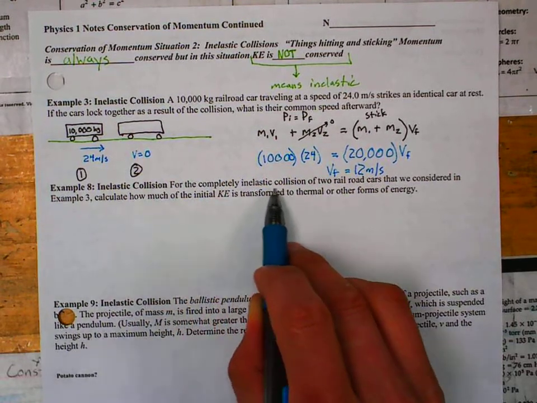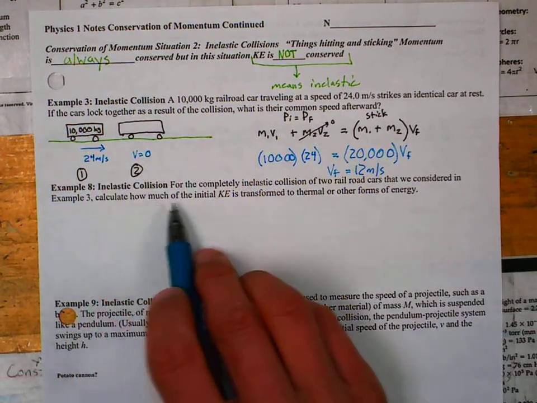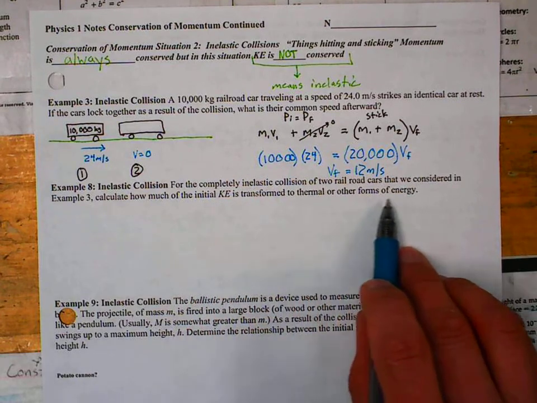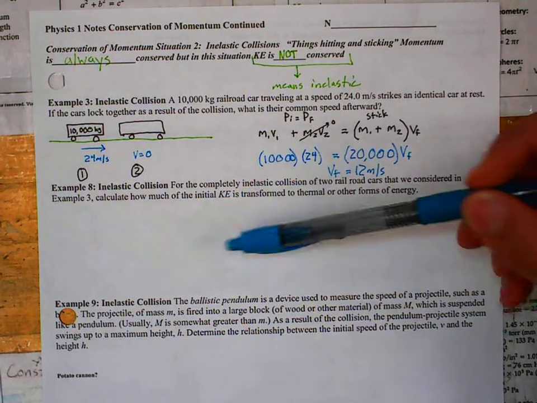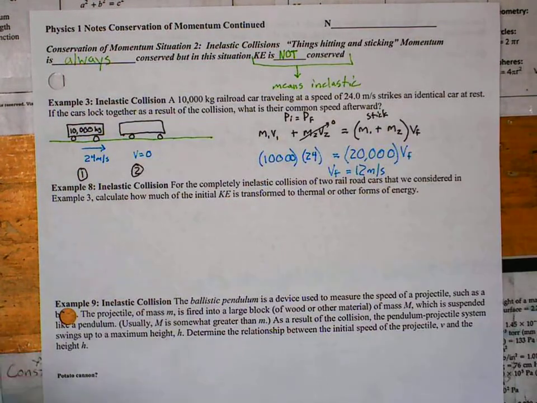For the completely inelastic collision of two railroad cars we consider in example 3, calculate how much of the initial KE is transformed into thermal and other forms of energy. So when these hit each other, you're going to hear that, right? That's lost energy, because it makes sound. What else is going to happen? You're going to get hot. Heat, friction, all that stuff. That's going to be lost energy. We can figure out how much energy is lost by looking at this. So here's how we do it.